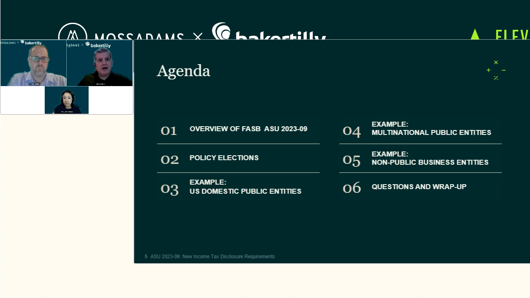We are going to break our topics down with an overview of the ASU 2309 standard, covering policy elections, which this standard has potentially many, as there is flexibility built into the standard for how, as you'll see, different reconciling items are disclosed. So we will go through those typical options that we're currently seeing. We're going to have an example of a U.S. domestic public company applying the standard for 2025.